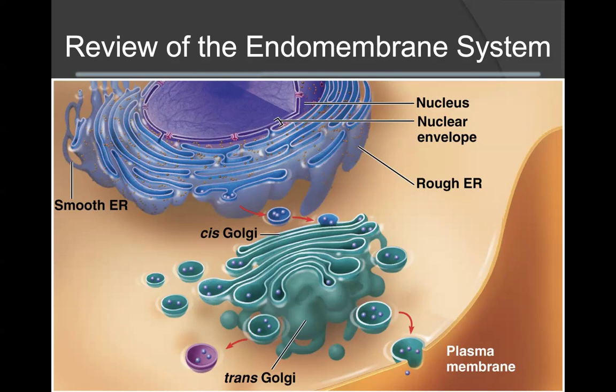From there, it will be delivered to a lysosome if that's its final destination, if it's a hydrolytic enzyme, or it could be delivered to the plasma membrane where it will either be secreted if it is an internal protein, or it will be inserted into the plasma membrane if it is an embedded protein.